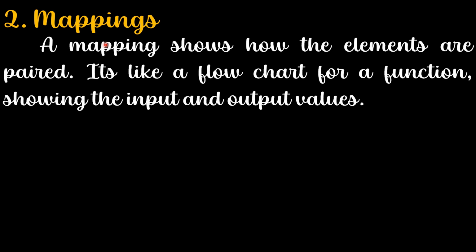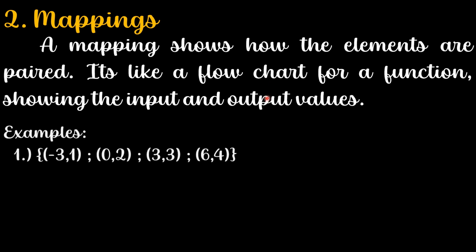A mapping shows how the elements are paired. It is like a flowchart for a function, showing the input and output of values. Remember, we have discussed this input and output. This is the same as domain and range. Input is like domain, and output is the range. Now, let's have an example.